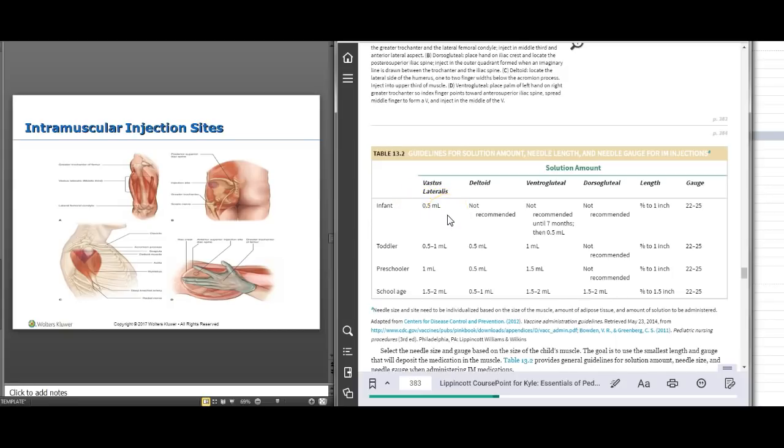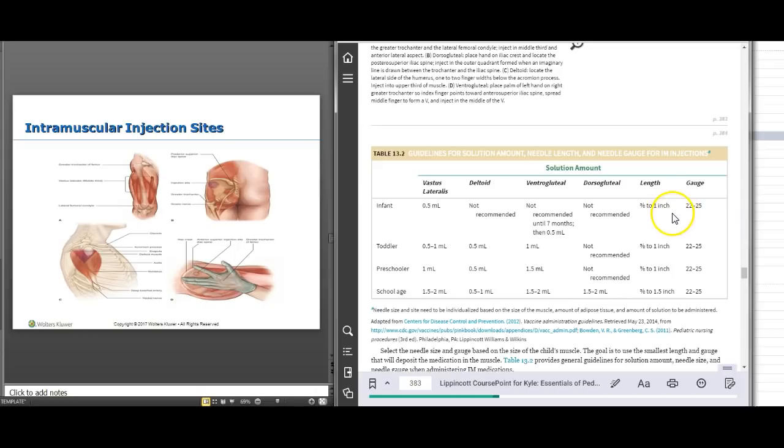0.5 can be given if you have a medication, like say you have to give Rocephin, and you have 1 mL of Rocephin that you need to give to an infant. Split those shots up. Give 2 shots. You don't want to give any more than 0.5 mLs. Okay, so you need to know this information here.